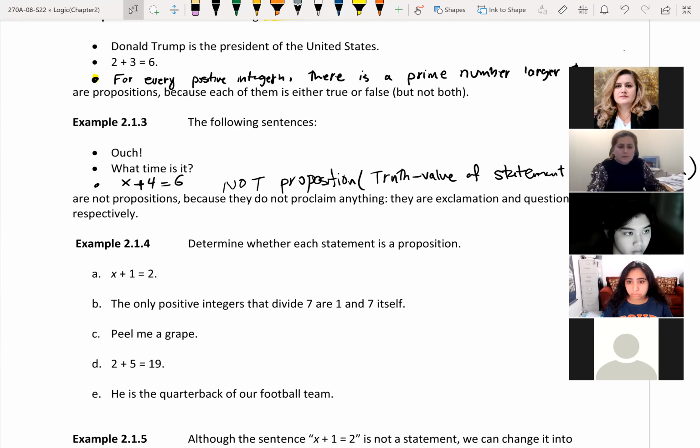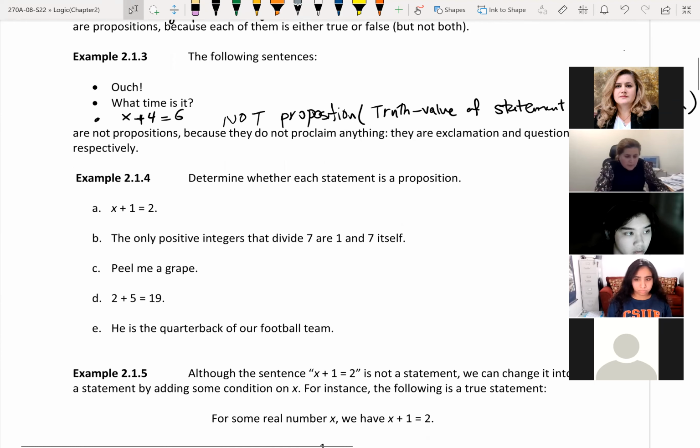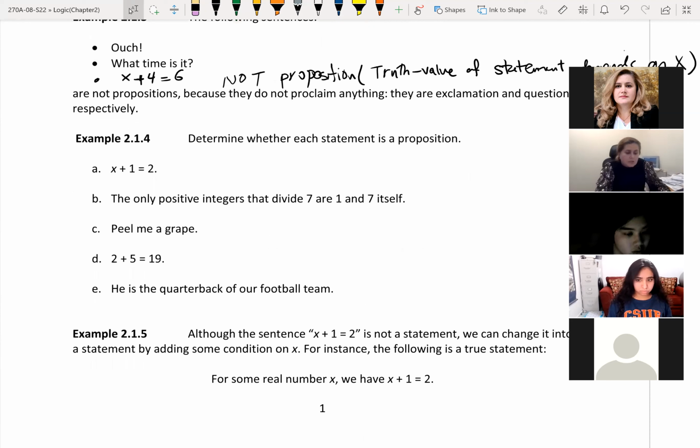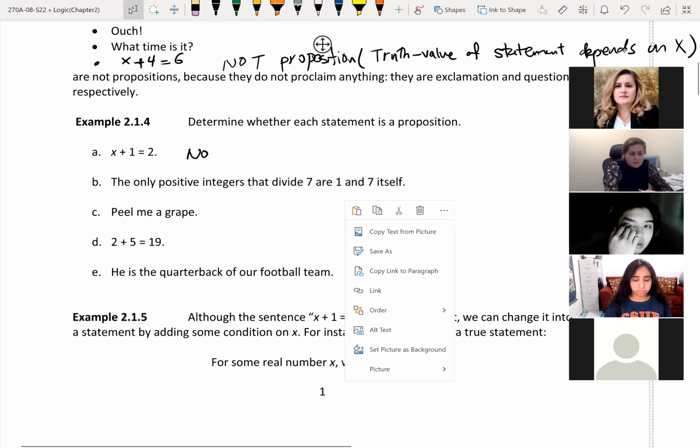The first one, it says, I'm looking for your faces. Determine whether these statements are propositions. X plus 1 is 2. Yes or no? No. For the same reason for x plus 6.